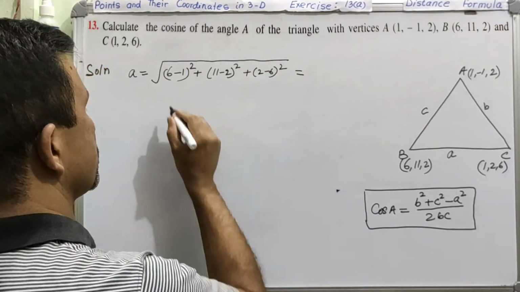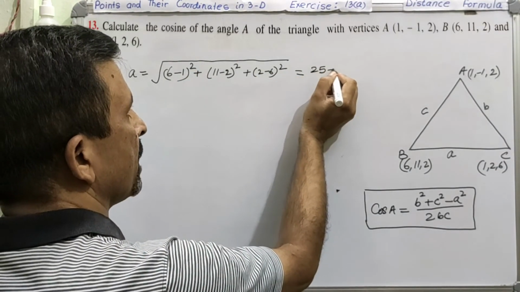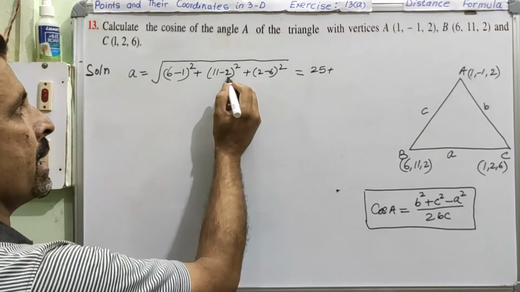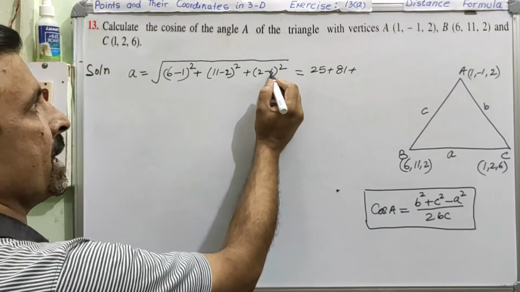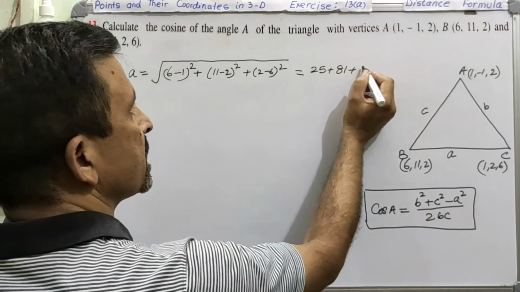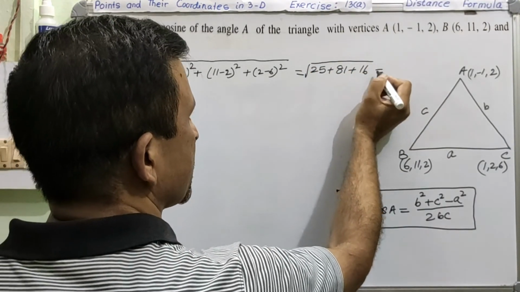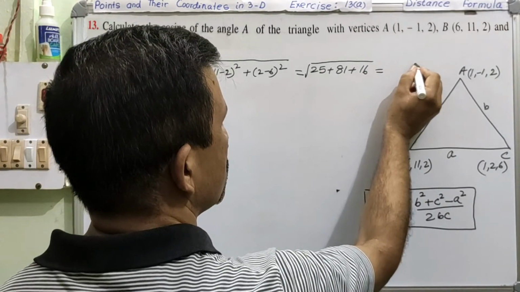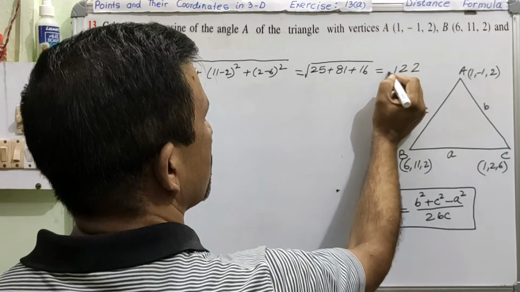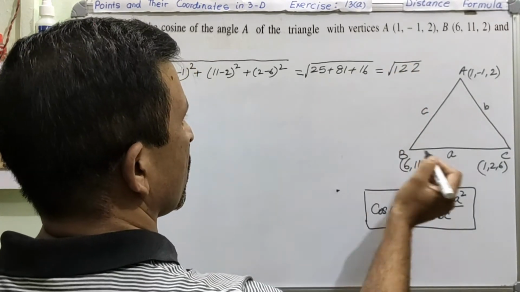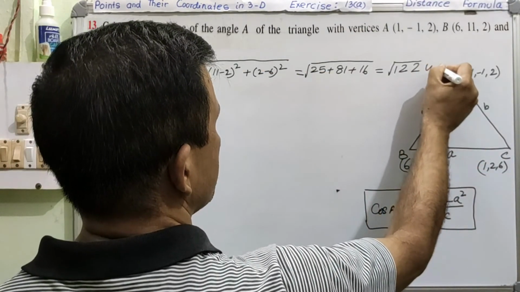Now 6 minus 1 is 5, and 5 square is 25, plus 11 minus 2 is 9, 9 square is 81, plus 2 minus 6 is minus 4, and minus 4 square is 16. It will become positive. So then we can add it all, and the sum of this is 122. This is the length of your side BC, in terms of small letter a. So I can write this as root 122 unit.